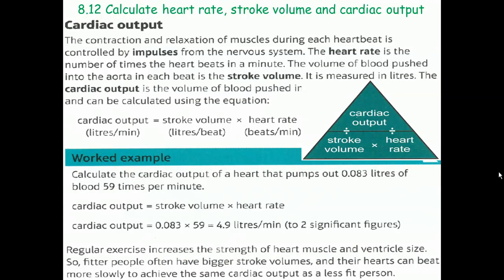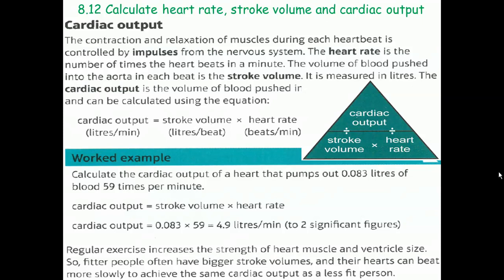And then to finish off, one more topic about the heart. We should be able to calculate the heart rate, stroke volume and the cardiac output based on specification 8.12. So in this case, the contraction and relaxation of muscle cells during each heartbeat is controlled by impulses in the nervous system. We know that the heart rate is how often the heart beats in a minute.